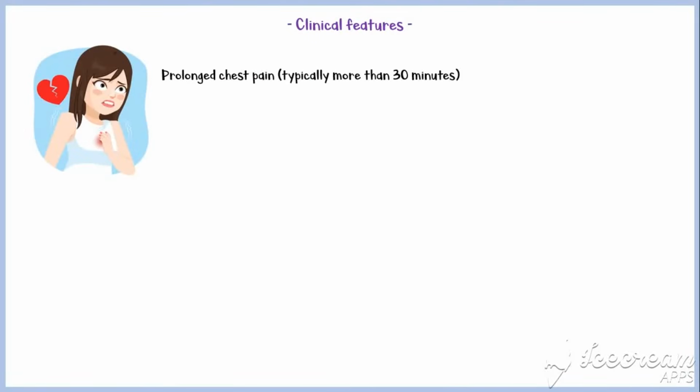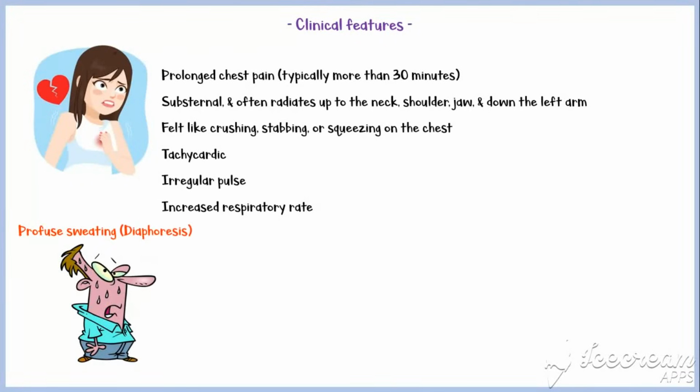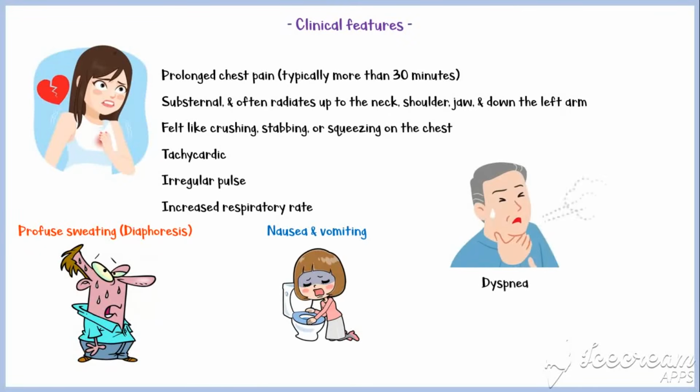Now let's discuss the clinical features of myocardial infarction. Patients with myocardial infarction classically present with prolonged chest pain, which typically lasts for more than 30 minutes. Chest pain is usually substernal and often radiates up to the neck, shoulder, jaw, and down the left arm. It is felt like crushing, stabbing, or squeezing on the chest. The patient is tachycardic, with irregular pulse. The respiratory rate is increased due to pulmonary congestion and anxiety. Patients may experience profuse sweating, nausea and vomiting, and dyspnea.